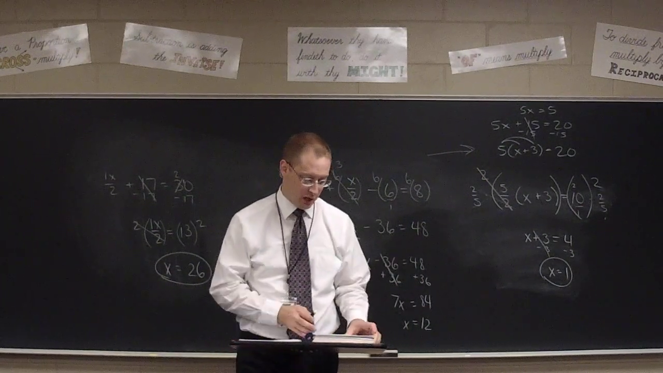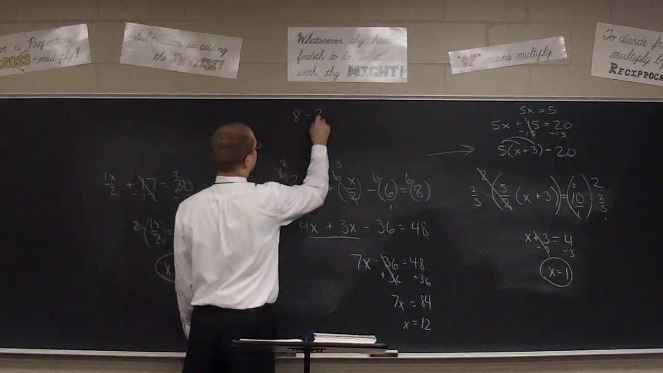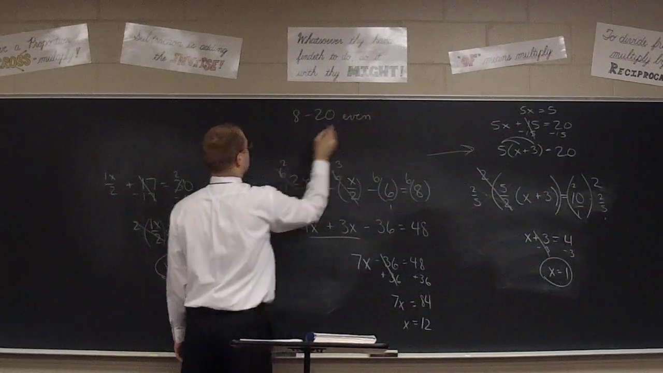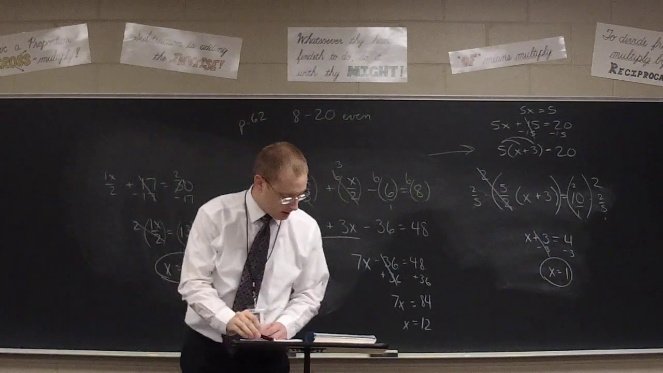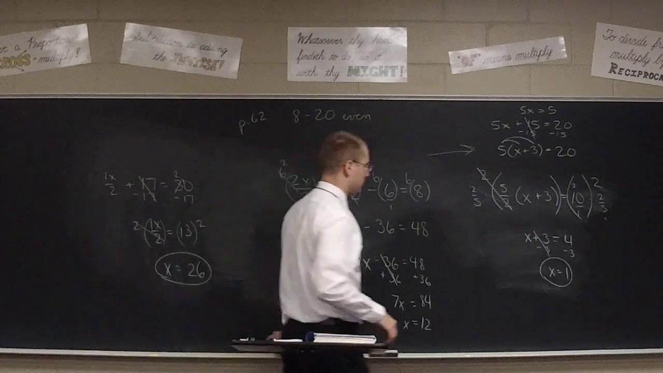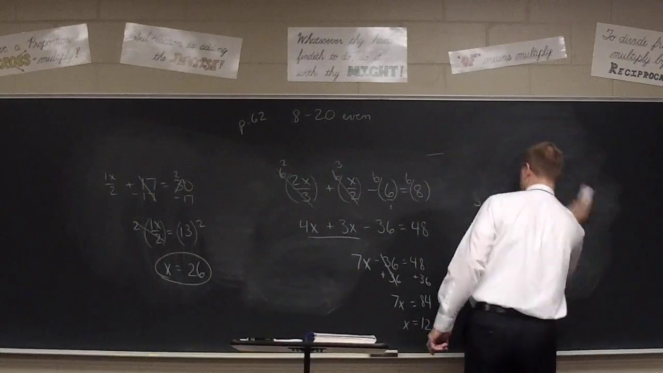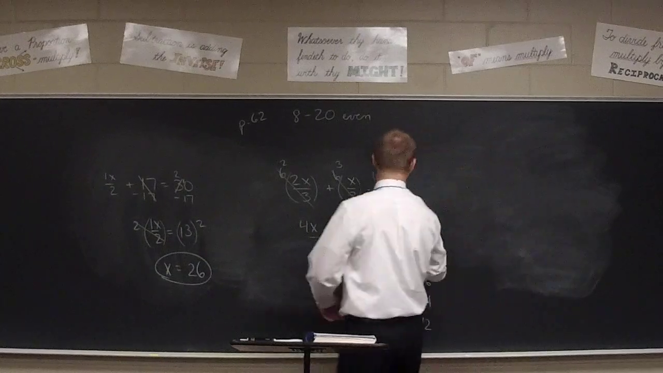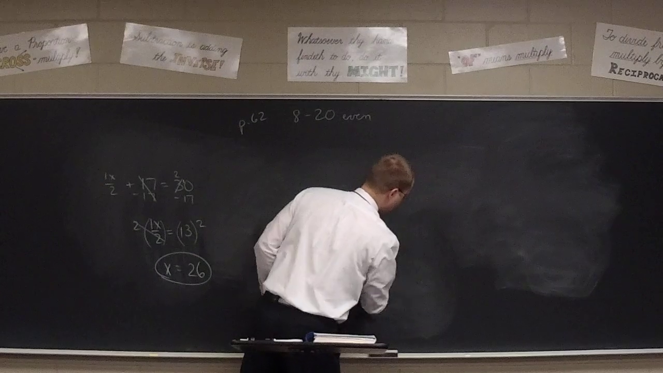Turn over, page 62. Page 62. I want you to do numbers 8 through 20, evens, on the next page, page 62. Normally I would get you to the board right now.